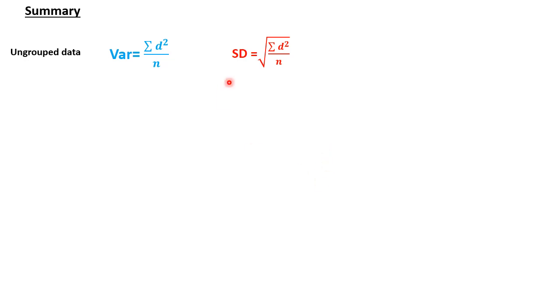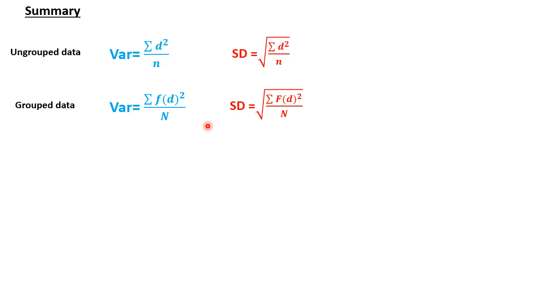But let's summarize them. In summary, I'm going to say the following. For ungrouped data, variance is sum of d squared divided by n. Remember, there is no f. And therefore, standard deviation, since we said it's square root of variance, will be just square root of whatever figure we got earlier. Then for grouped data, variance will be equal to sum of fd squared divided by n. Subsequently, standard deviation will be the square root of sum of fd squared divided by n.